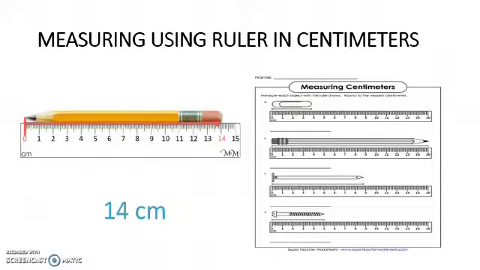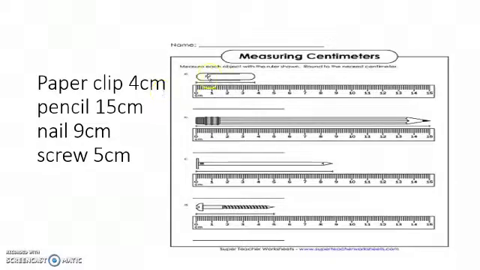Let me show you a bigger picture here. The paper clip is exactly placed at 0 and it ends at 4. So the length of the paper clip is 4 centimeters. So to measure anything, what we have to remember is that we just have to keep the thing exactly on 0 of the centimeter scale, and then we read where it ends.